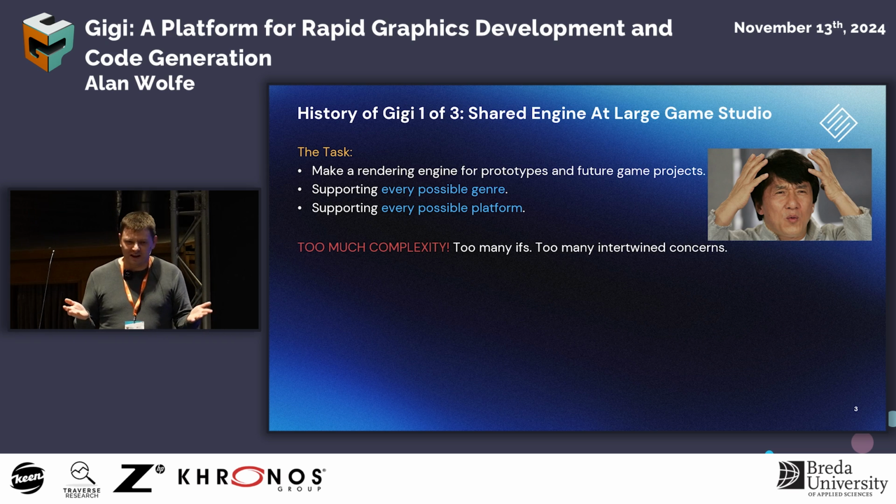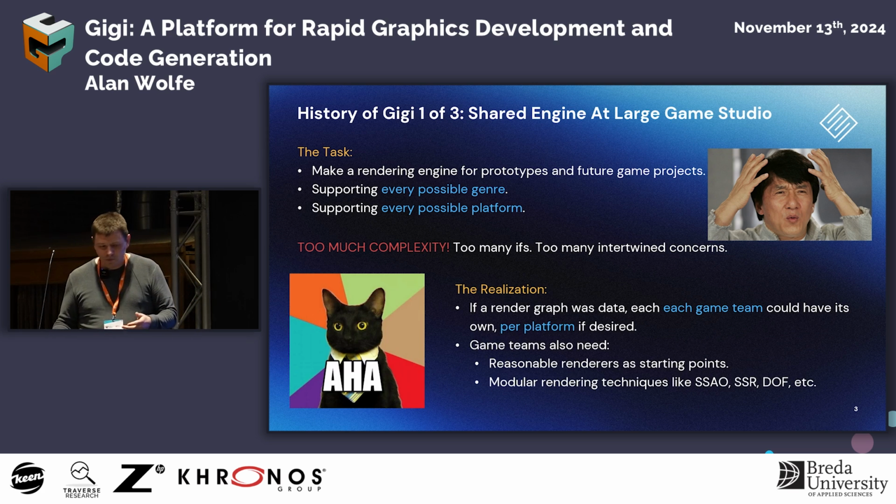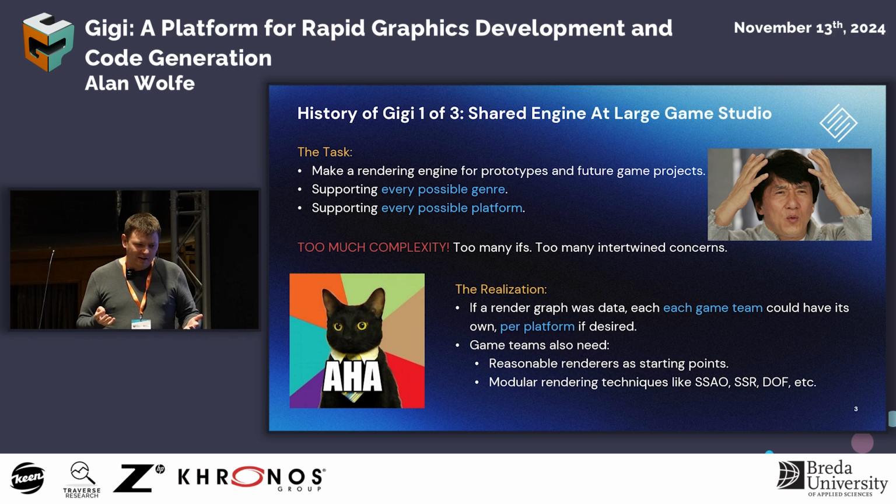And so basically I was sitting there thinking, this is a lot of complexity, because even general-case engines, as we know, lend themselves better to doing certain games than others, and it tends to be whatever game has most recently shipped on that engine, right? And so if you really want an engine that can do an RTS and an FPS and a deck builder, it's going to be really difficult. There's just too many intertwined concerns. And so the realization I had was, if the render graph itself was data, then each game team could have its own, and they could even have their own per platform to help separate those concerns.